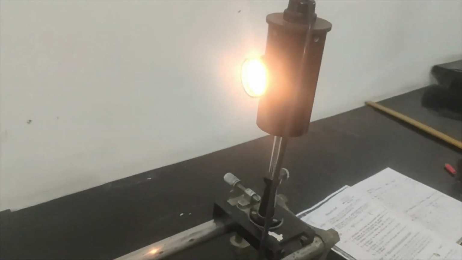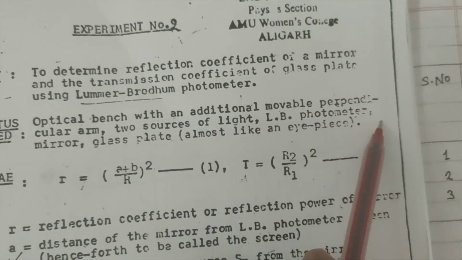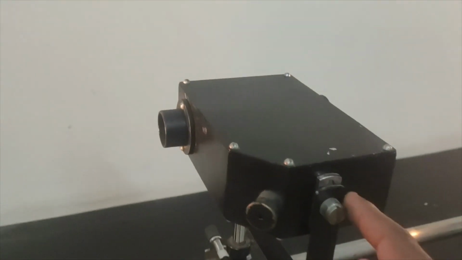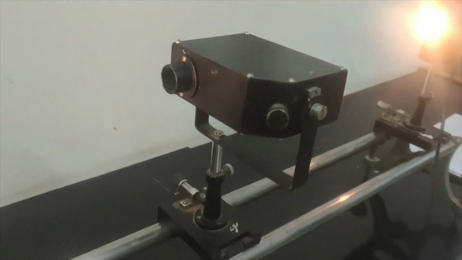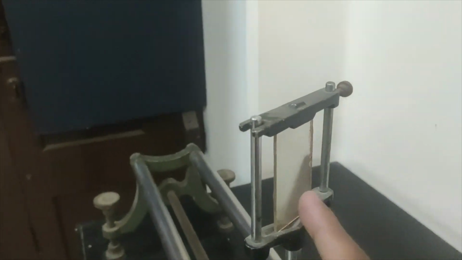One source of light is this, you can see, and the other source of light, let me remove it, is this, which is mounted on this optical bench. And then we need the LB photometer, a mirror and a glass plate. This is my LB photometer, with the help of which we have to find out the transmission coefficient of the glass plate. You can see one side of this plate is coated, so basically this is a mirror. We have to find out the transmission coefficient of this glass plate.